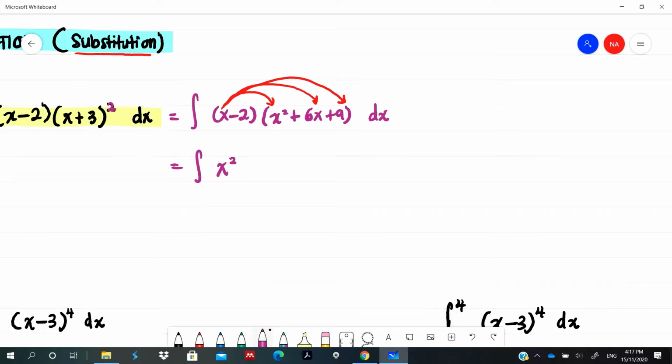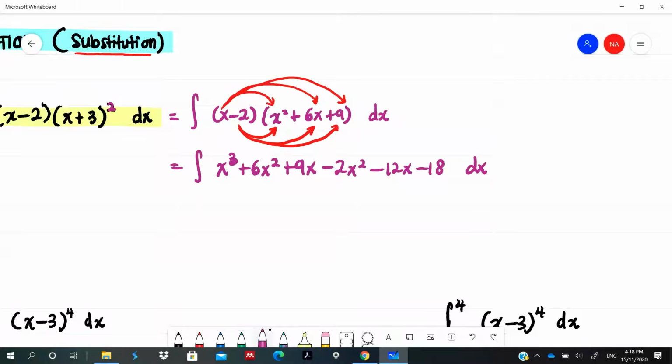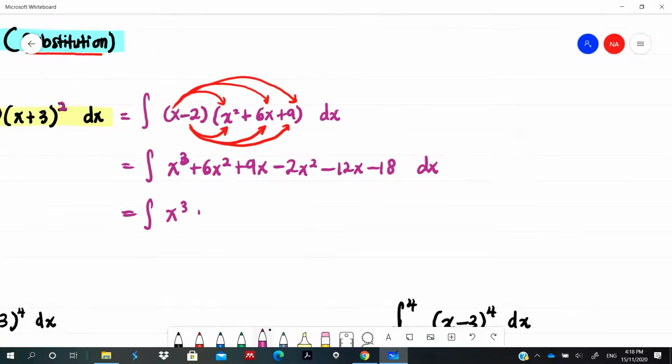We are going to simplify this first: x to the power of 3 plus 6x squared plus 9x. And then we expand the negative 2: minus 2x squared minus 12x minus 18, and then we have the dx. So we simplify this first before we integrate it. x to the power of 3 plus, 6 and minus 2 will get 4x squared, and 9 minus 12 we get negative 3x, and then minus 18 dx.